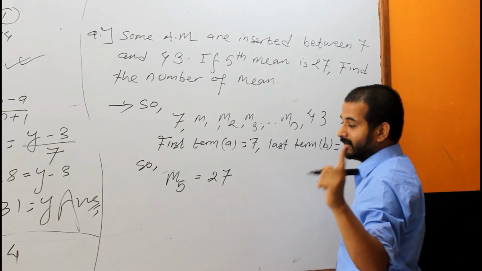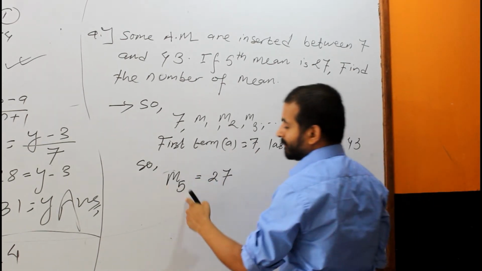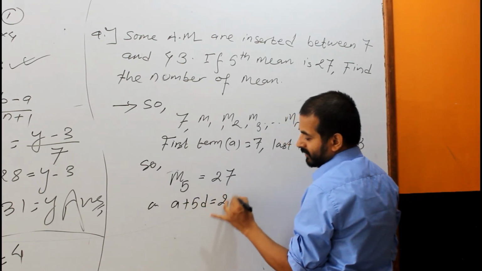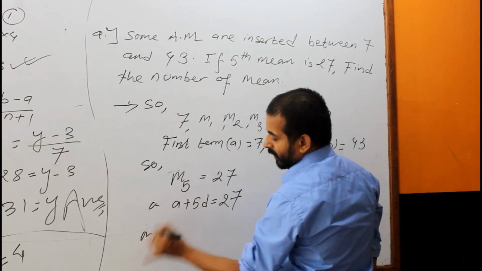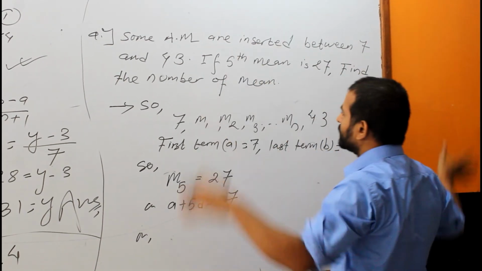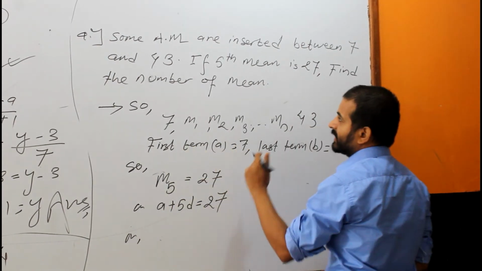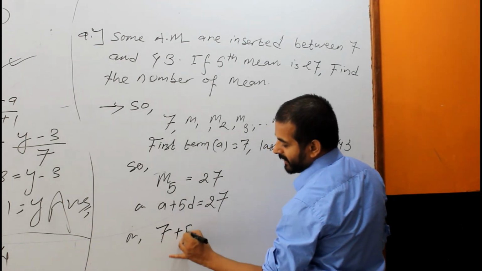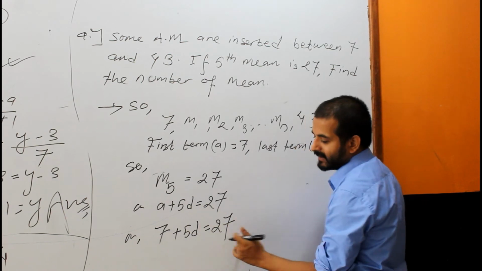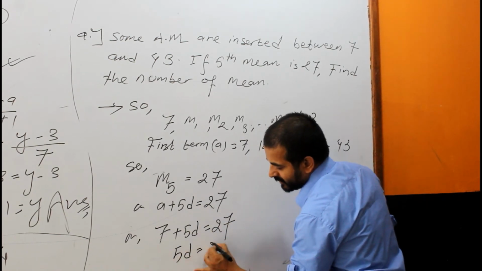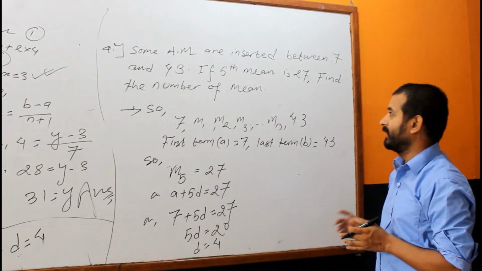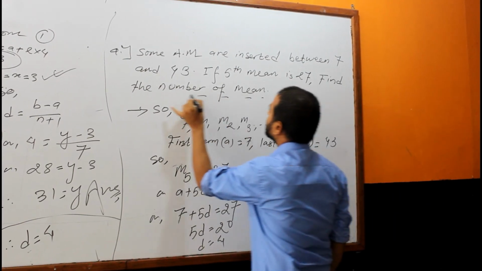You should not forget the formula of mean. M5 means A plus 5D equals 27. A means first term, and the first term A is 7. So 7 plus 5D is 27. When 7 is subtracted, you will get 5D is 20. D is 4. Common difference you got is 4, but our target is the number of means, N.